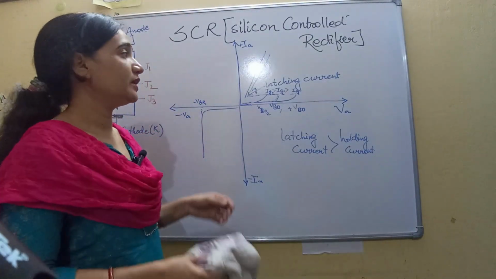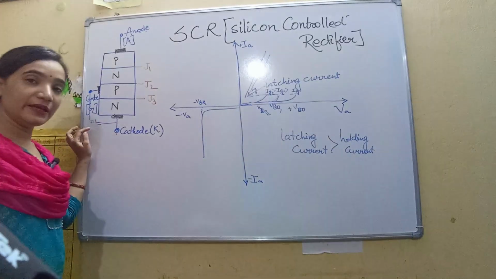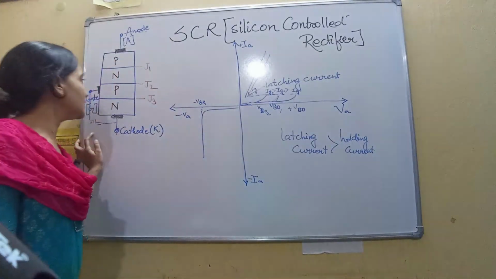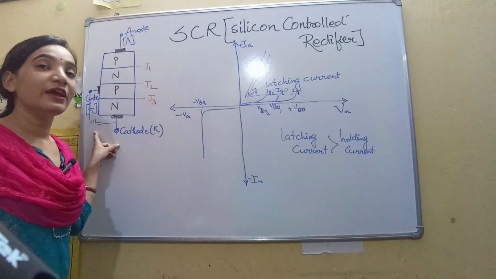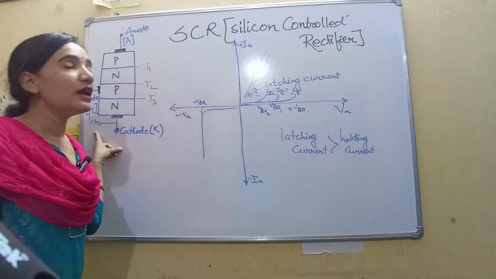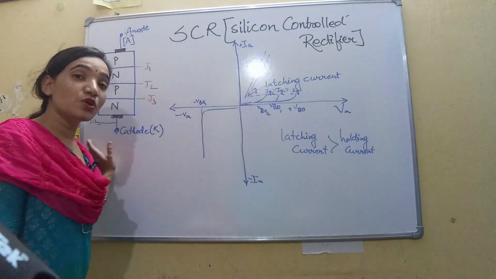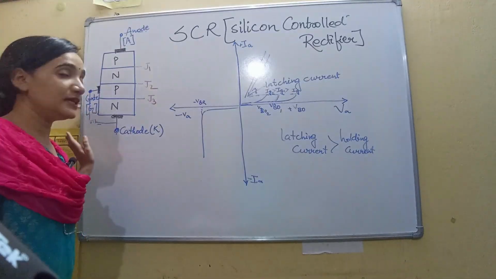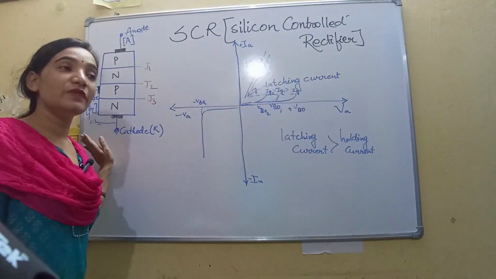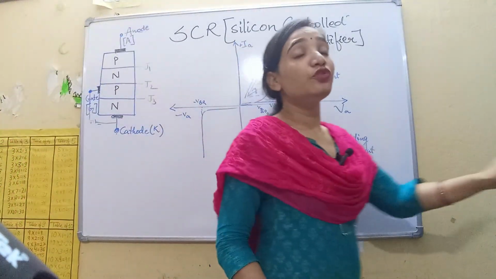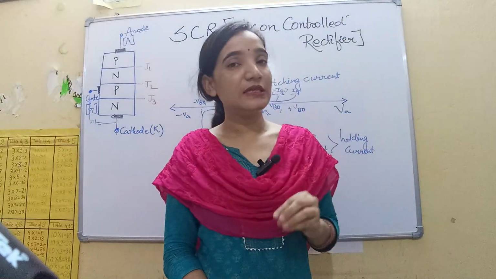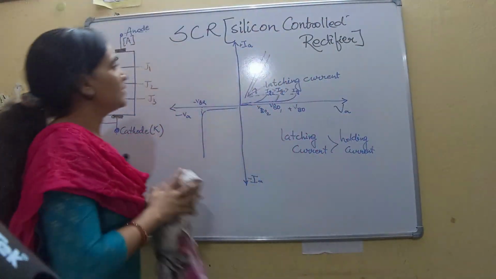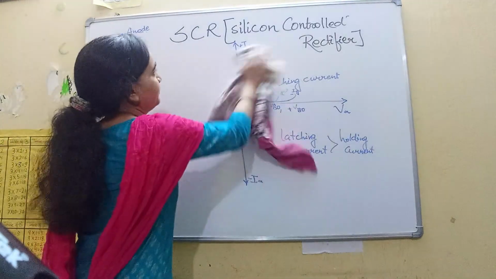What are the various triggering methods? Here we have applied the positive pulse to the gate. So this method is called gate triggering method. The most commonly used method is the gate triggering method, and this is very useful, and through gate triggering method we can control the SCR in a better way.